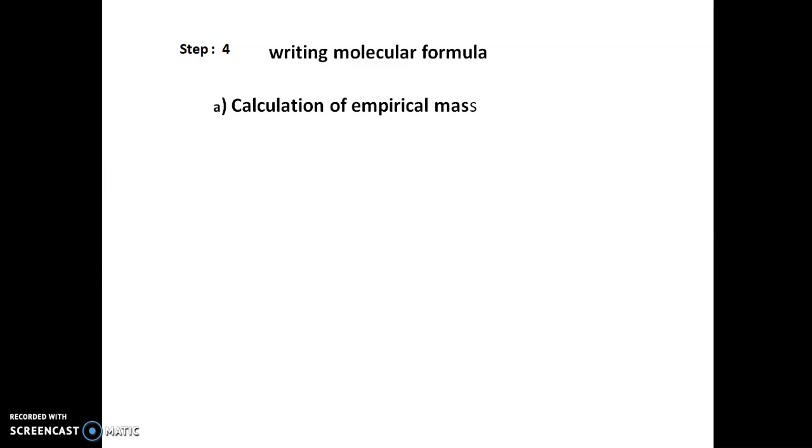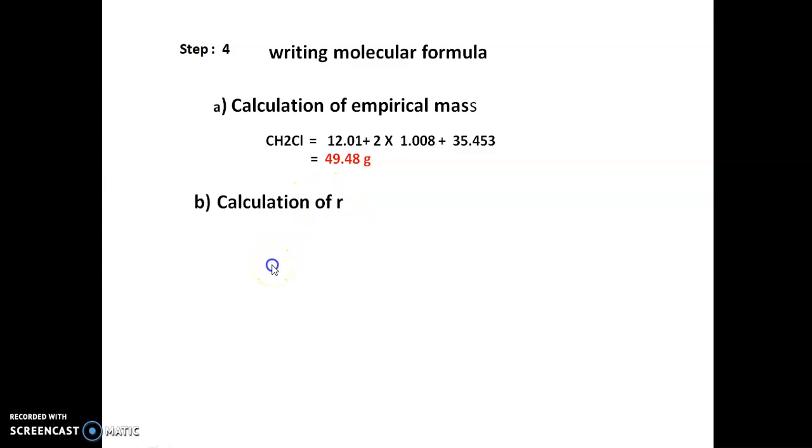There are 3 steps. The first step is the calculation of empirical mass. Our empirical formula is CH2Cl. Carbon has the atomic mass 12, so 12 into 1, plus 2 into 1.008, plus 35.5. So it comes out to be 49.48 gram.